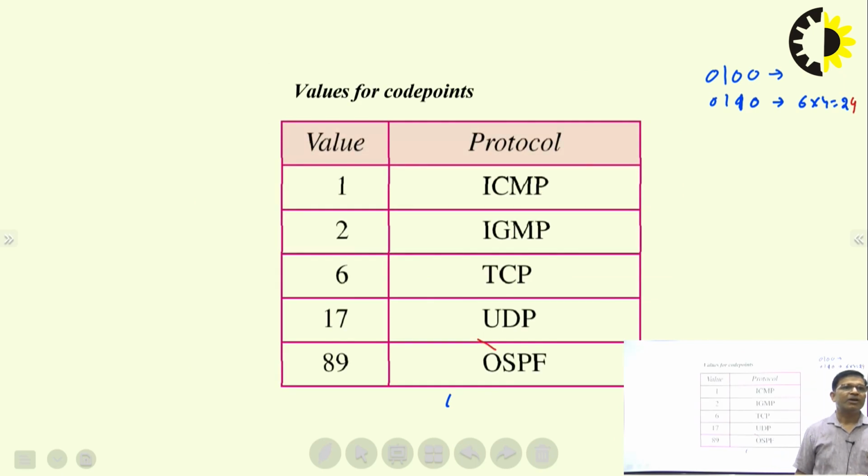Okay. So these are the different code points, a sample of code points for the differentiated services. 6 bits, the later 2 bits we are not using. If the value is 1, then we are using ICMP protocol. If value is 2, then IGP protocol. If that is 6, then TCP protocol. 17, then UDP. 89, then OSPF. And what about others? 3, 4, 5, 7, 8, 9, 10 and others.